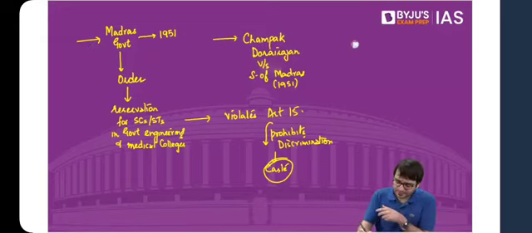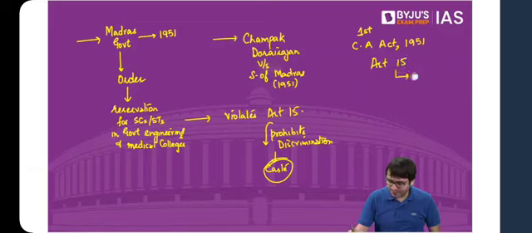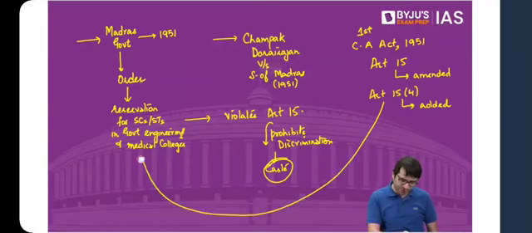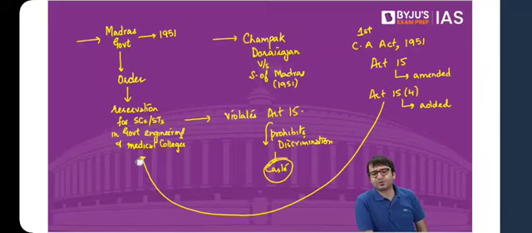Parliament got together, amended the constitution. First Constitutional Amendment Act, 1951. Article 15 was amended. Article 15, Clause 4 was added to the Constitution. And it is this Article 15, Clause 4, which provides for reservation for those who are socially and educationally backward in educational institutions. The matter went to the court again.